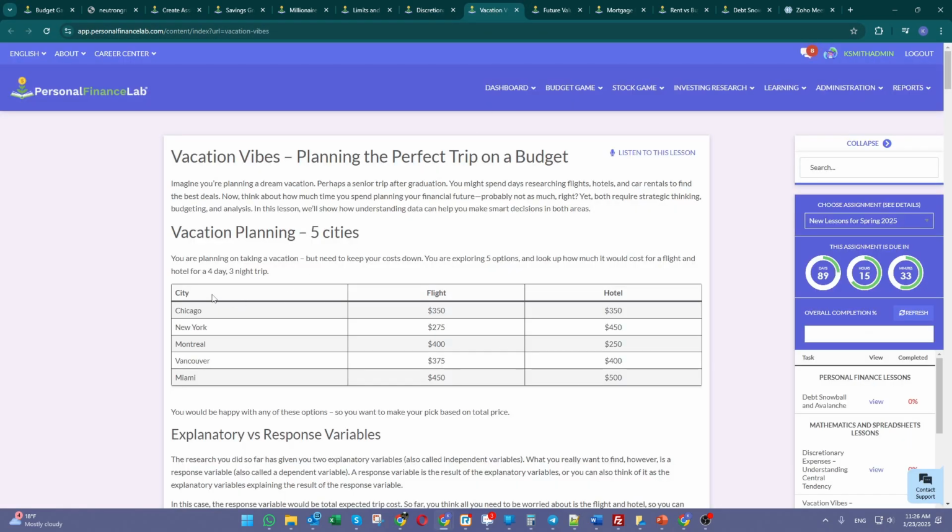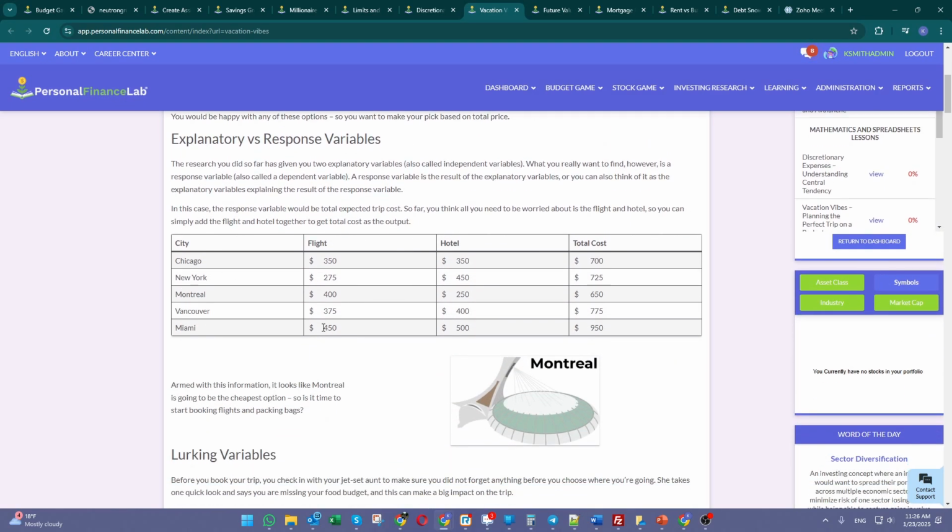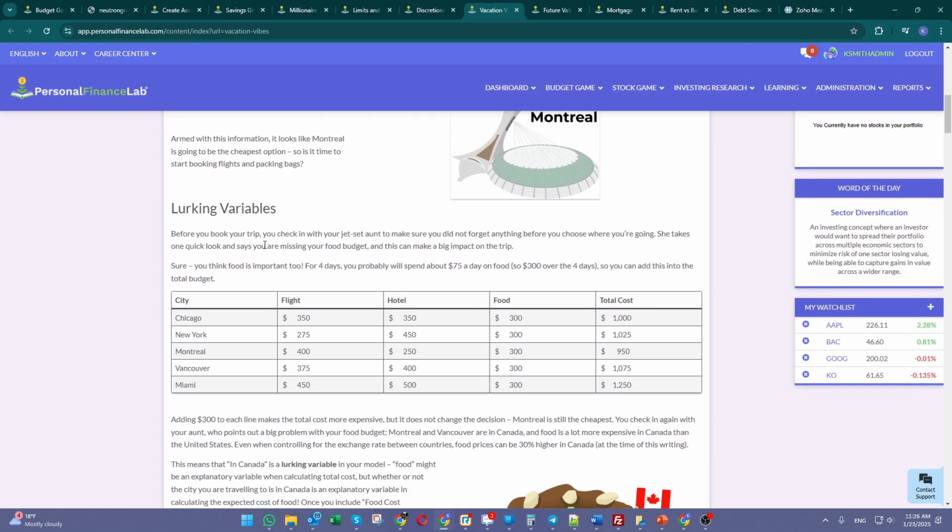Next lesson, also based on central tendency. This one is about planning a vacation. So this person wants to take the cheapest vacation they can get. They have 5 cities they'd be willing to go to. We talk about X and Y variables, explanatory versus response. So the total cost is response, and these are explanatory. And we also get into lurking variables too.